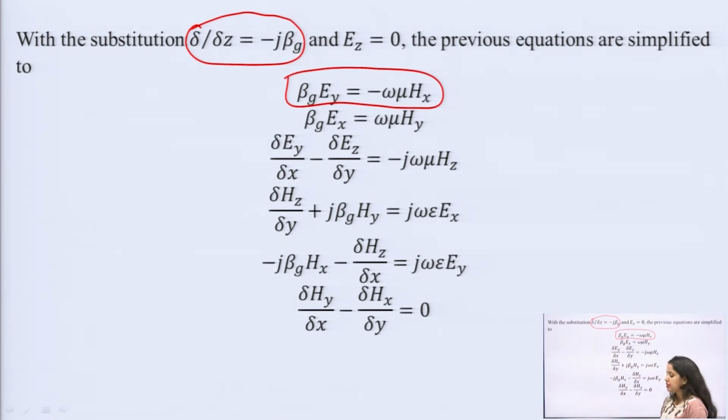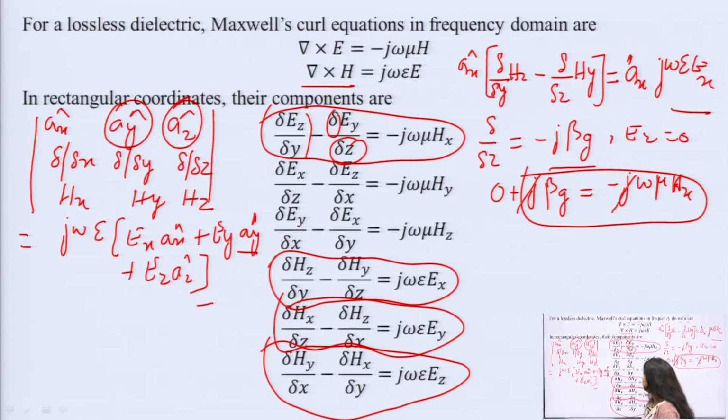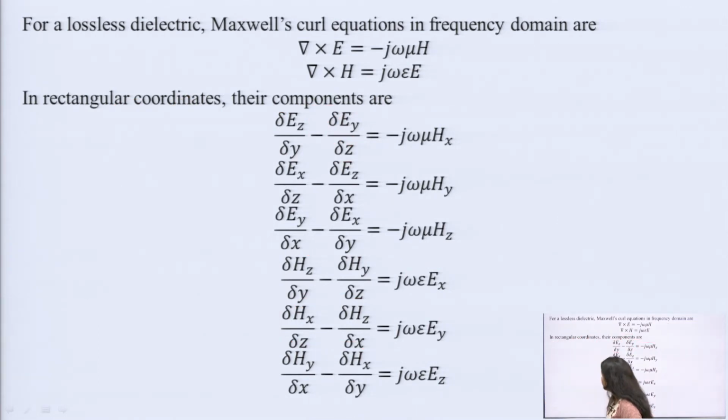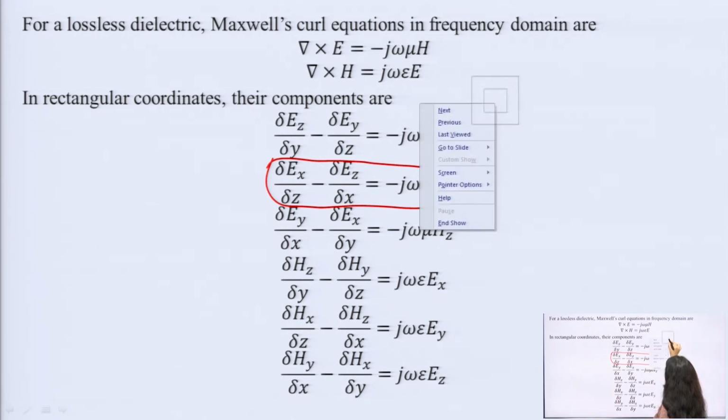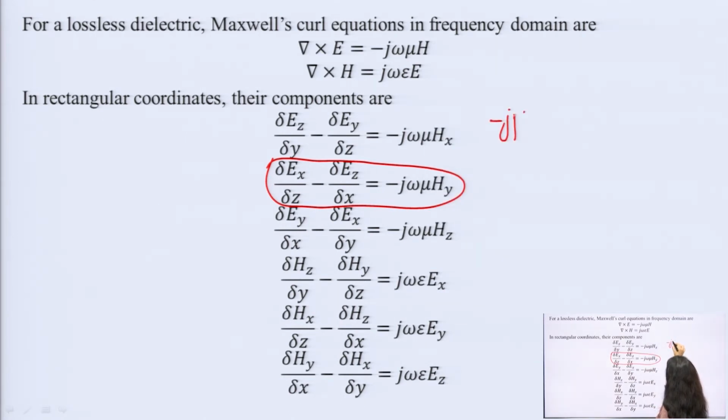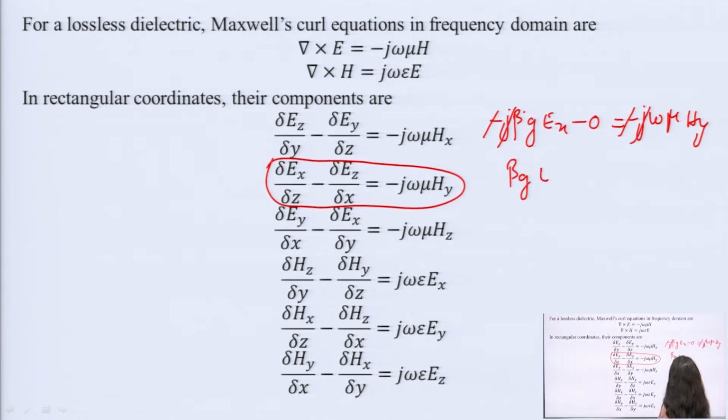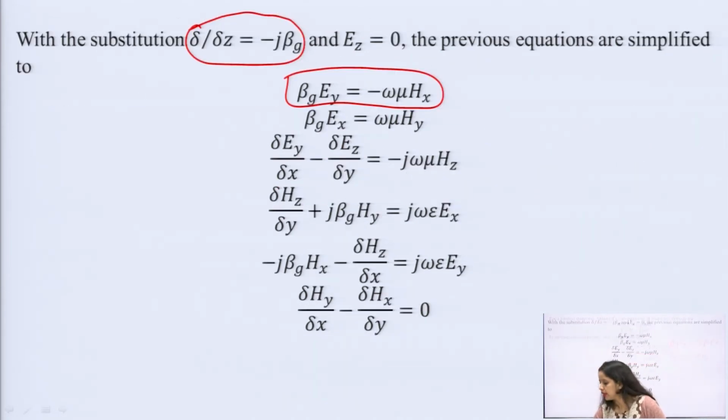Similarly, by substitution in the second expression, what are we getting? Now the second one, del by del z is replaced with minus j beta g, and Ez equal to 0, that means this will be equal to 0, minus j omega mu Hy. Minus minus cancels out, j cancels out, so beta g Ex is equal to omega mu Hy. So here is your beta g Ex equal to omega mu Hy.